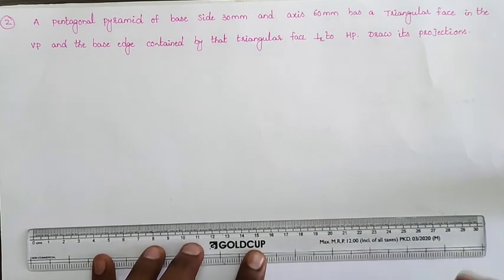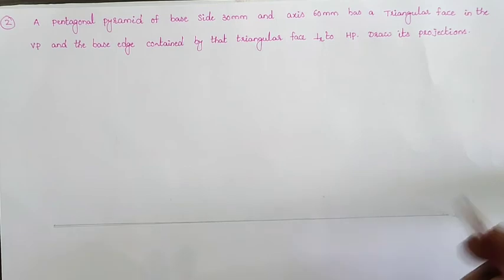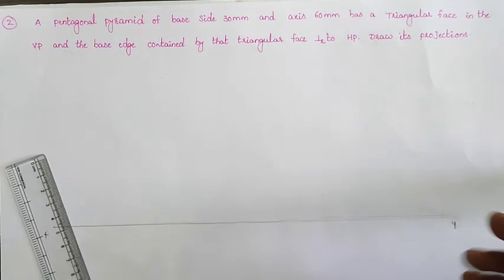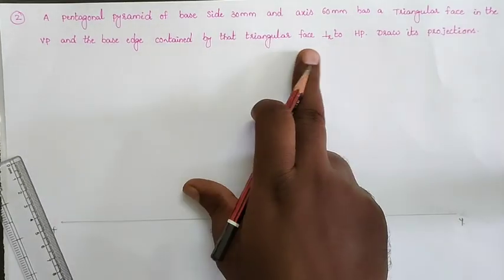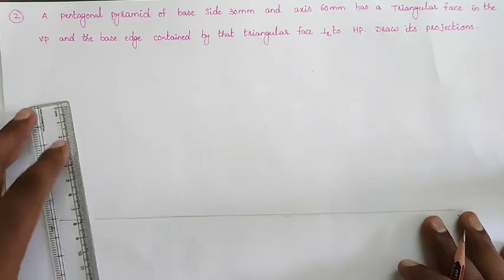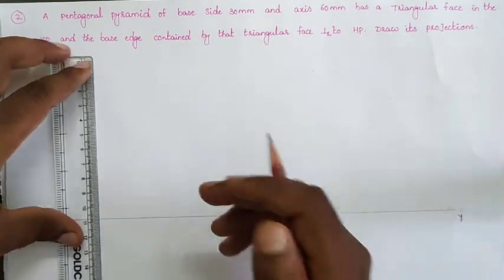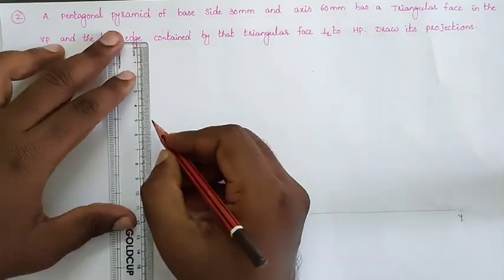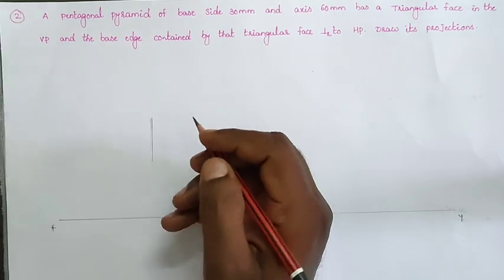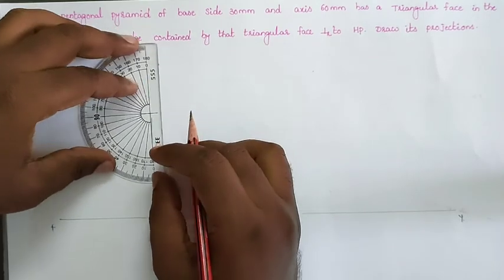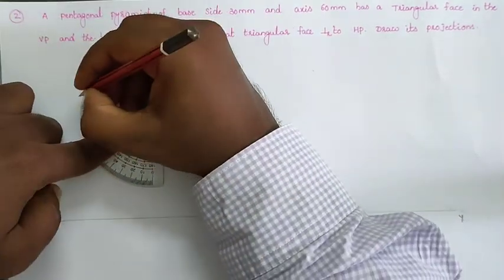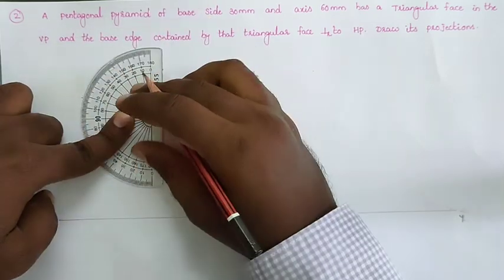So draw the reference line. After drawing the reference line, draw the front view of our diagram. The triangle face is perpendicular to HP, so we will draw the side of that pentagon perpendicular to the reference line. The side given is 30 mm. With the 30 mm side we construct a pentagon by using the exterior angle method, taking 72 degrees, and we construct the pentagon as the front view.